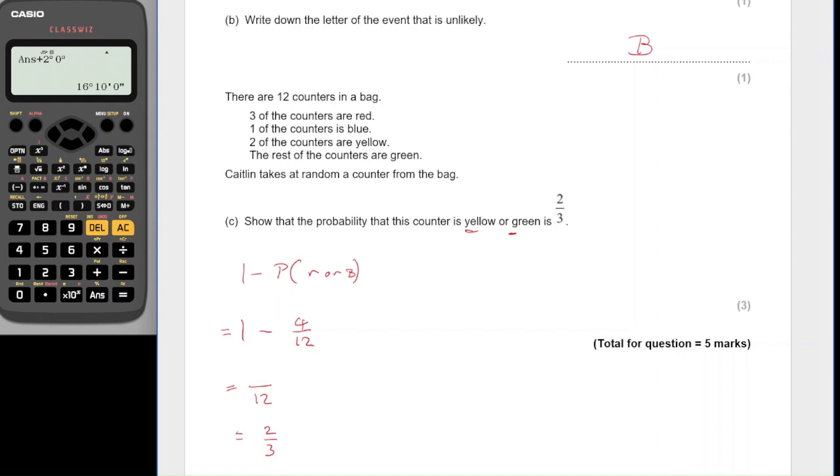So I've made a mistake there. Let me just correct that. 12/12 minus 4/12 would be 8/12, and then if I cancel down by a factor of 4, that would be 2/3. So that's how I should have done that. Apologies there.